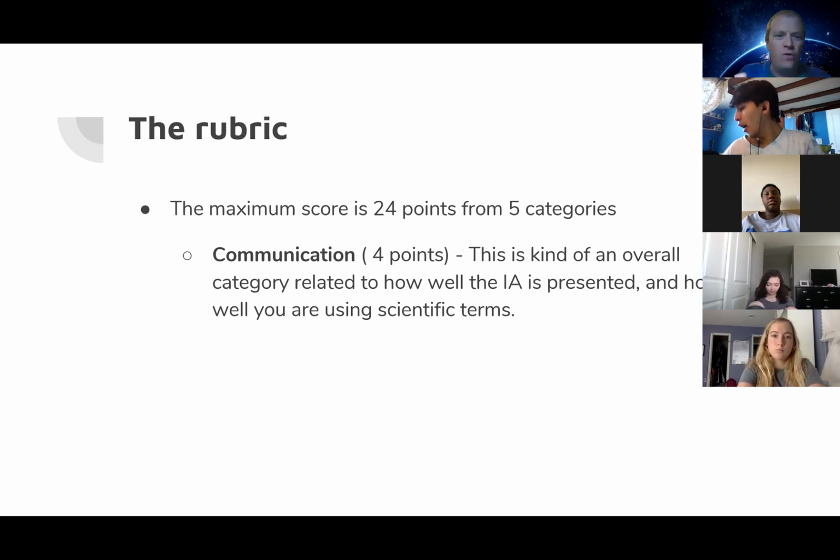How does it look? Does it flow well? Do the data tables look nice? Are you using scientific terms properly? Things like grammar aren't necessarily going to be penalized heavily, because IB understands that some people are writing in their second language. So it's not necessarily grammar per se, although if your grammar was atrocious to the point where it's hard to understand, that could potentially impact it. But you're not going to lose a point there for putting a comma where it shouldn't be or vice versa. And then if you add that all up, it adds up to 24 points.